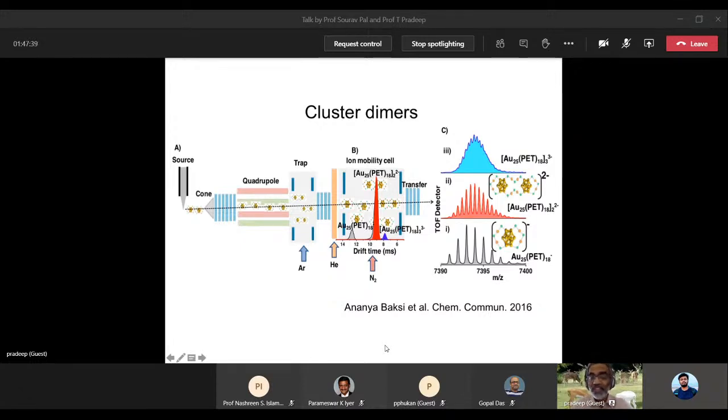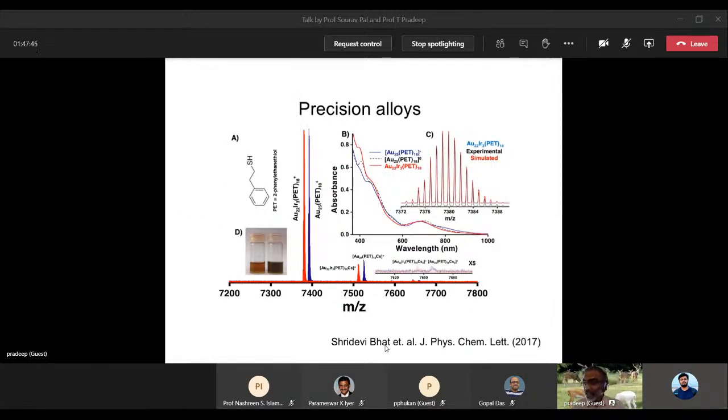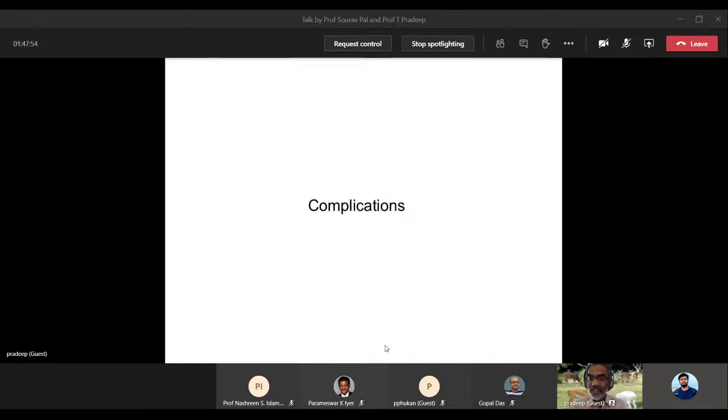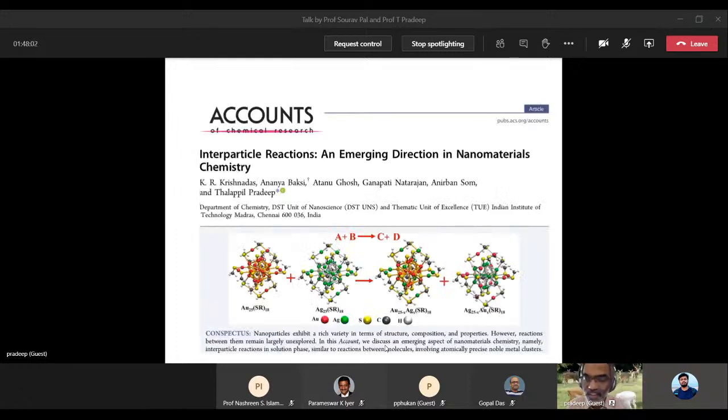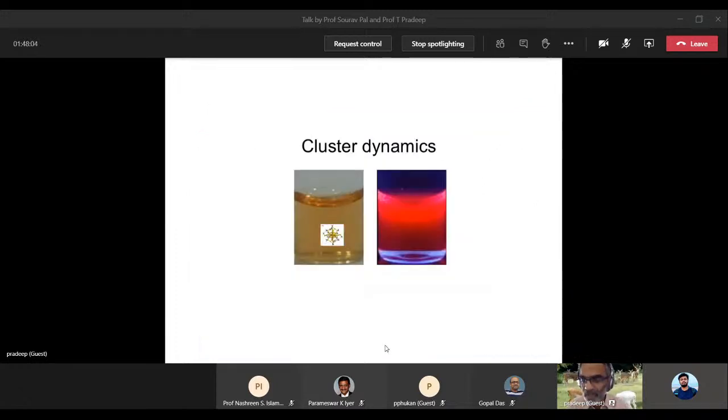So you can see all of these happening in the mass spectrometer. You can also see this in solution probably. Now this also implies that clusters can come together and form new clusters. These are alloys. We make these as well. So the subject area evolves. That is, cluster reaction is a subject area that evolves. I'll show you 1 or 2 more examples and close this lecture.